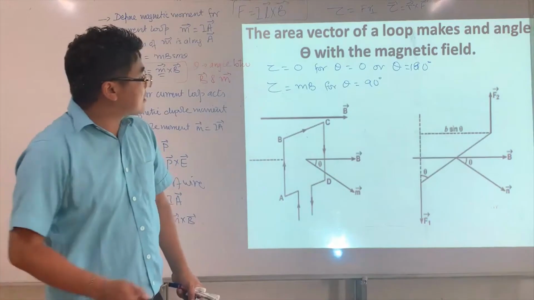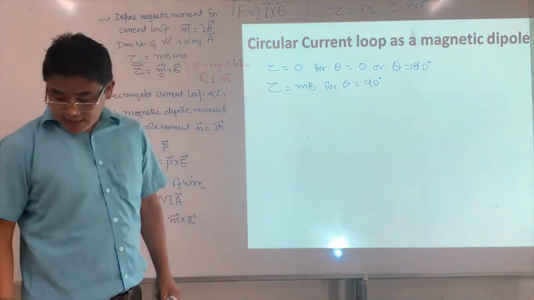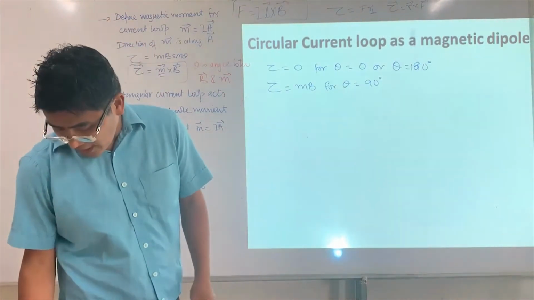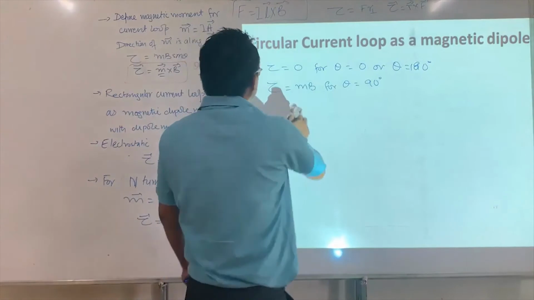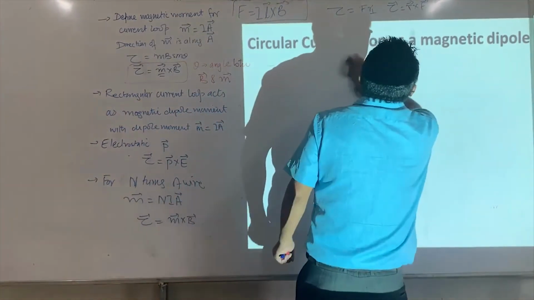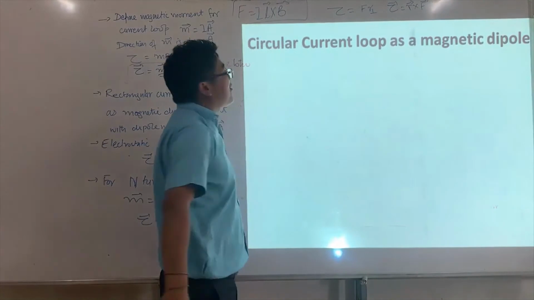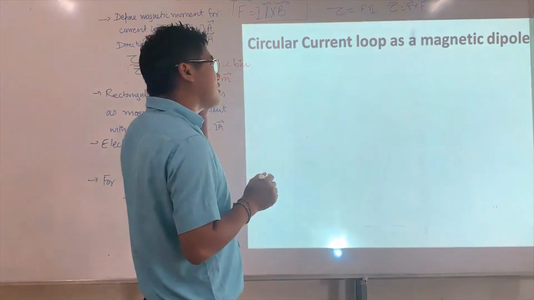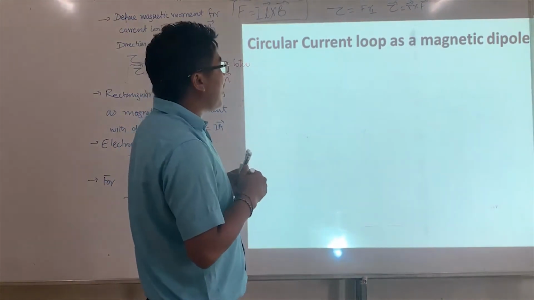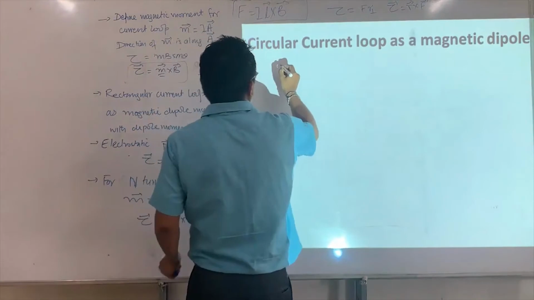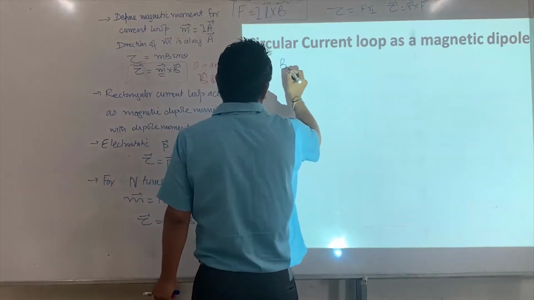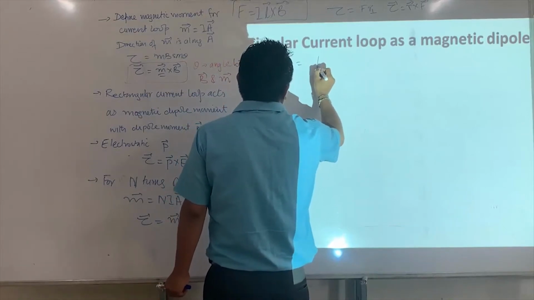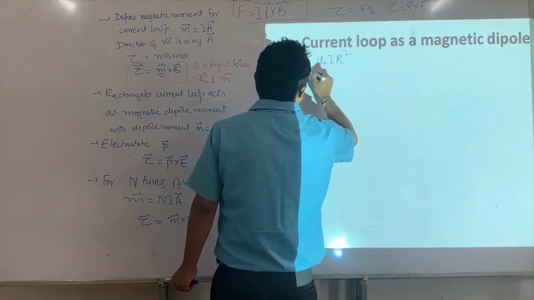Now next what I'm going to discuss is a circular current loop as a magnetic dipole. We say the rectangular current loop is a magnetic dipole, and obviously the circular current loop must be a magnetic dipole. So I'm going to borrow an equation that we did last time, that is the magnetic field along the axis of a circular current loop. This is the equation that we obtained.